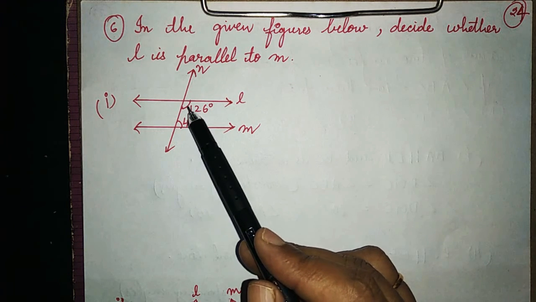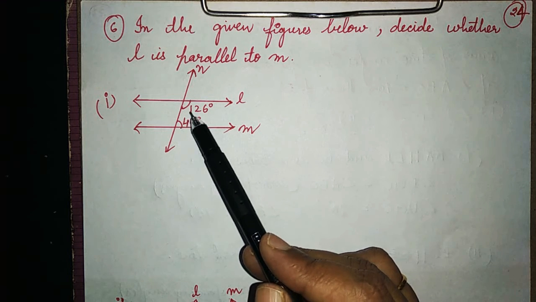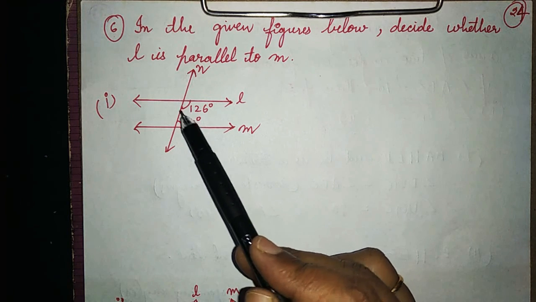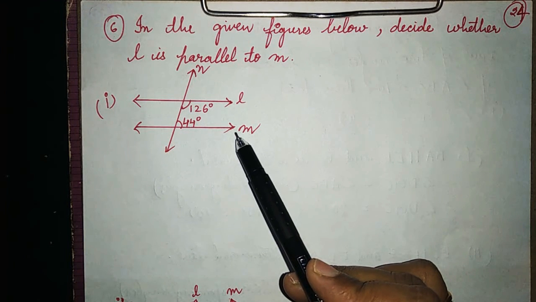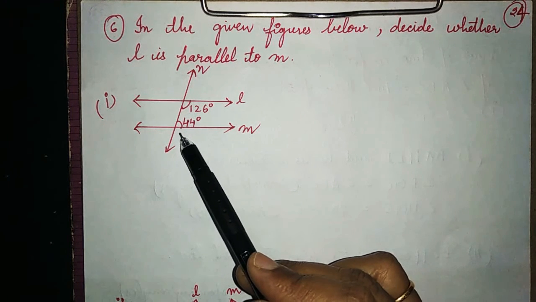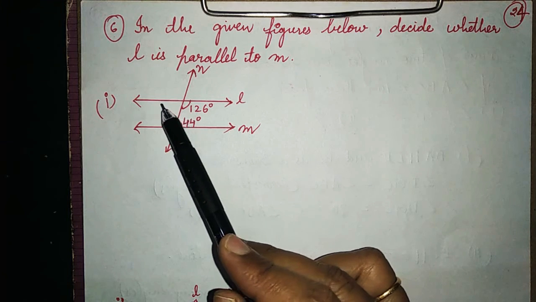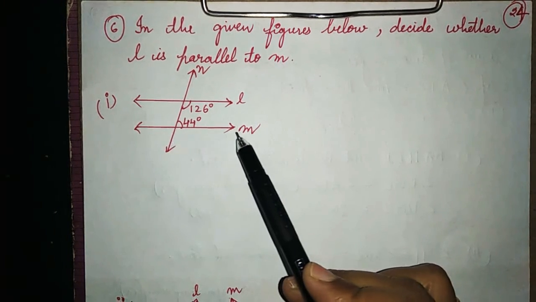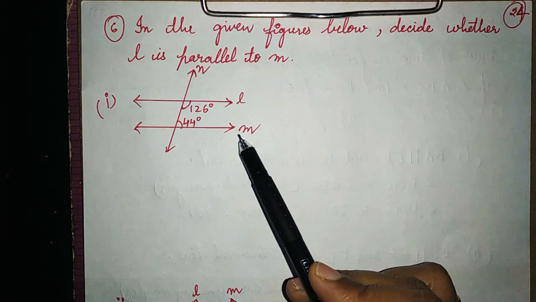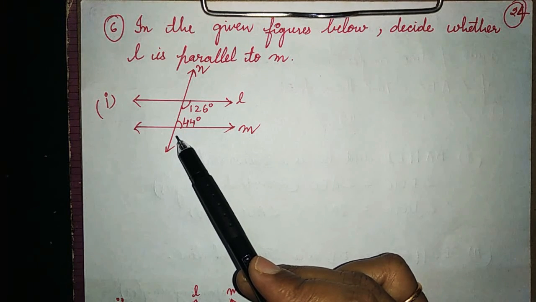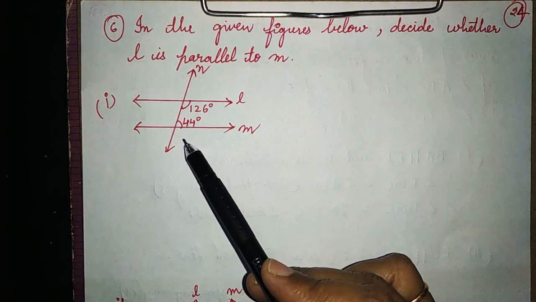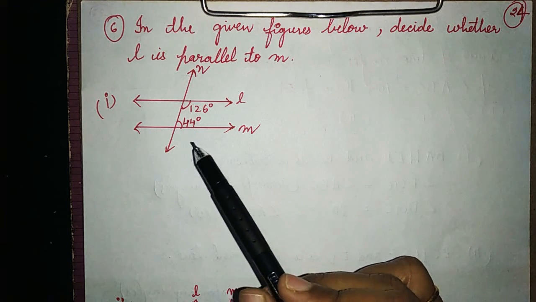So students, if the sum is coming 180 degree, that means line L is parallel to line M. And if sum is not coming 180 degree, that means line L is not parallel to line M, because angles on the same side of transversal is 180 degree. Okay. Now let us solve this question.